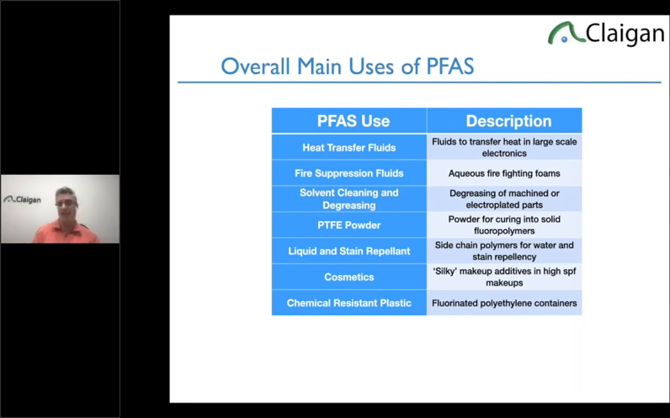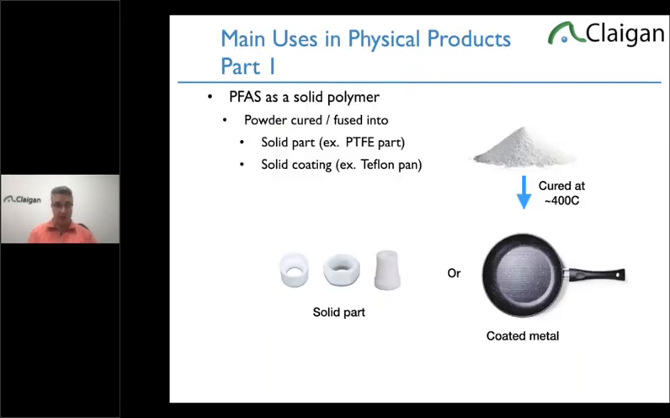In physical products, we're really seeing it as the powder version fused into a coating or a solid part, or we're seeing it as a stain repellent, a water repellent coating. We also definitely see these stain or friction repellent coatings on hookup wire. Hookup wire is probably one of the most common sources of PFAS in a product. It's a protective coating on a lot of hookup wires. So in the physical products we're looking at, we often see it. This is one of the ways we see it.